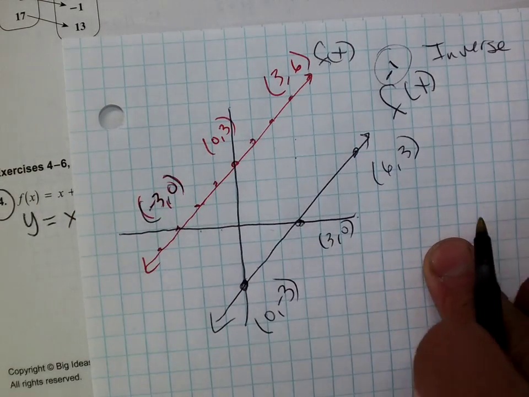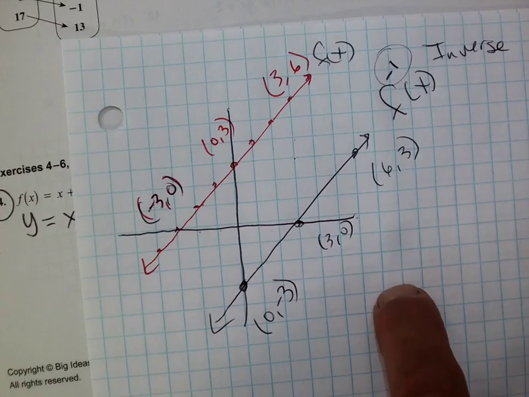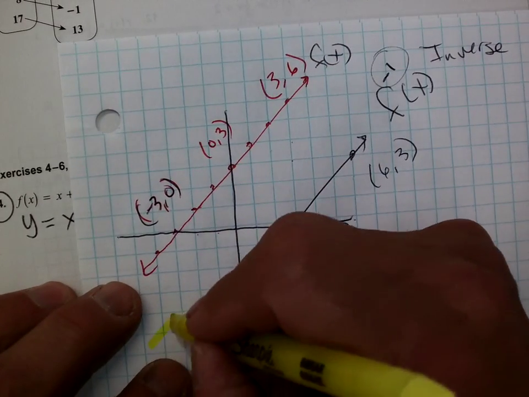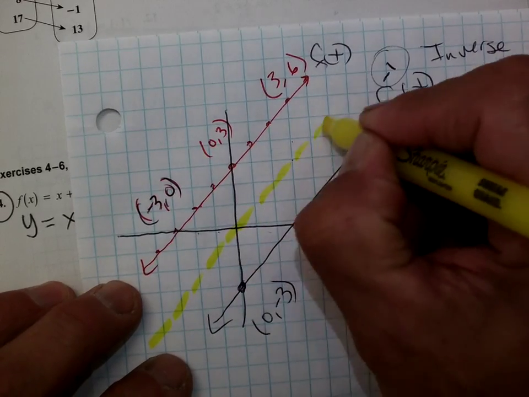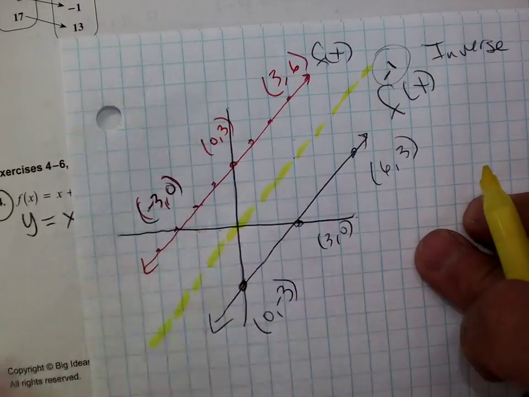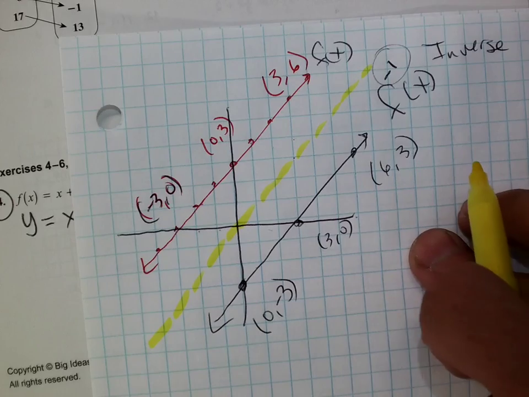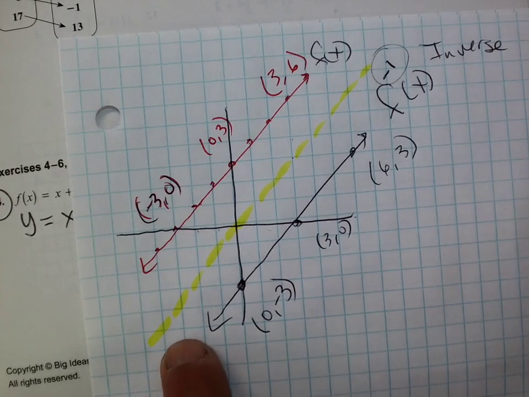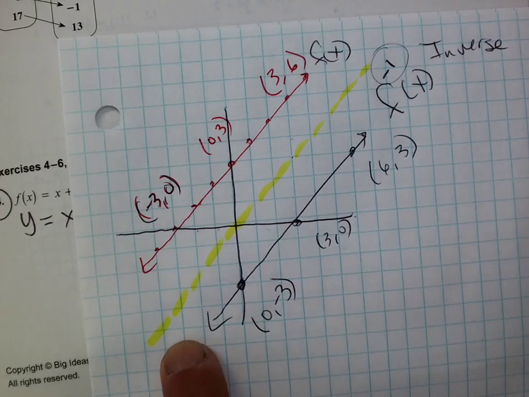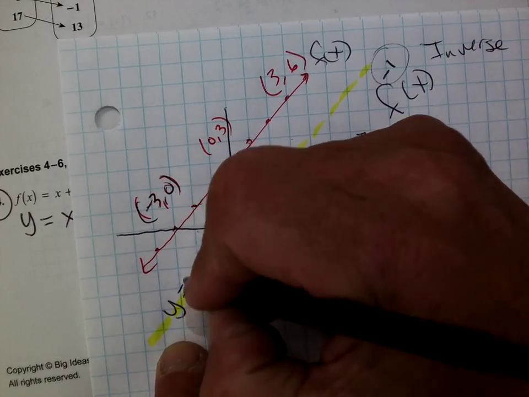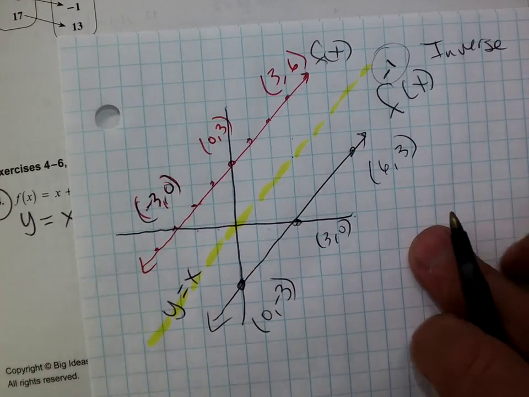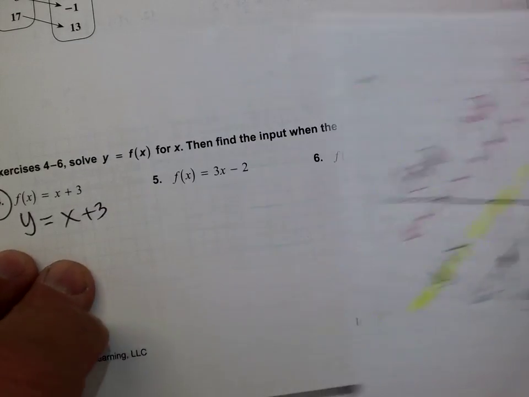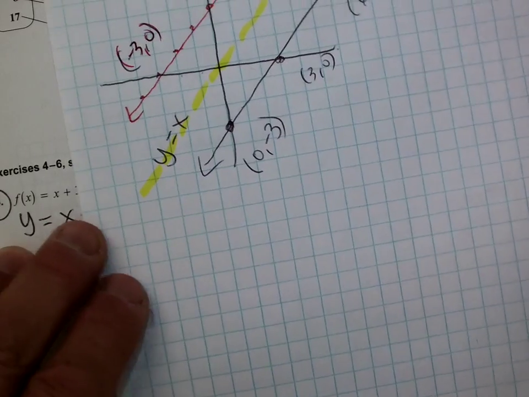Now I want to show you one more thing. Every graph and its inverse are always, always, always a reflection over this line. You can see how it folds over, right? Every graph and its inverse will always be a reflection onto itself over the line y equals x. So you guys have that?